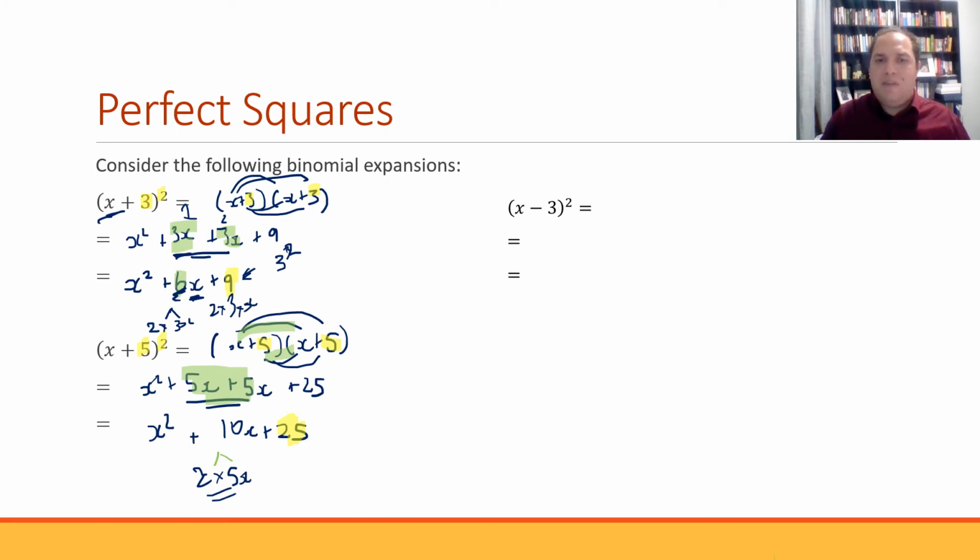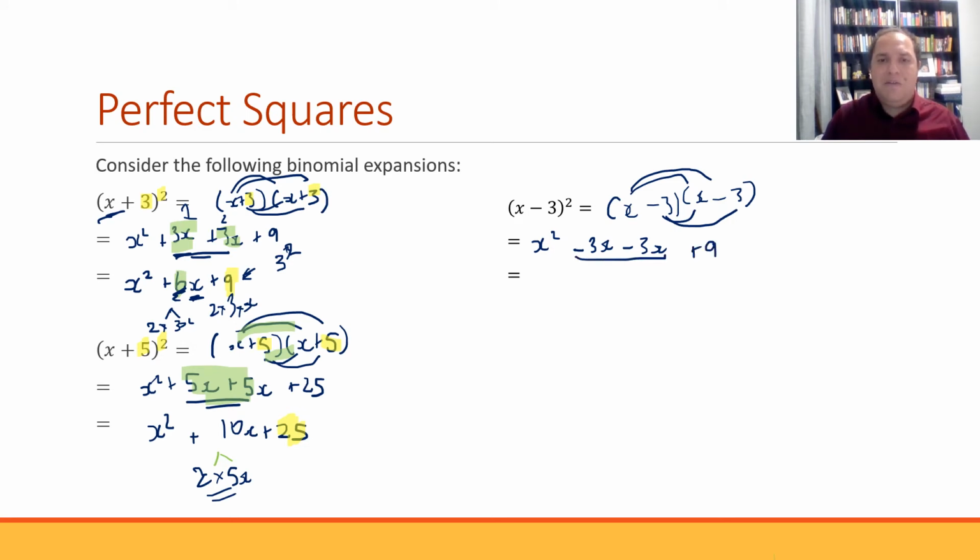Let's look at this negative term. (x minus 3) times (x minus 3). Again, doing our rainbows. x times x, and x times negative 3. x times x is x squared. x times negative 3 is negative 3x. Negative 3 times x is negative 3x. Negative 3 times negative 3 gives us positive 9.